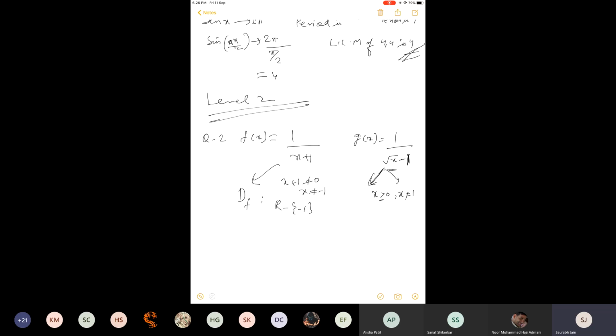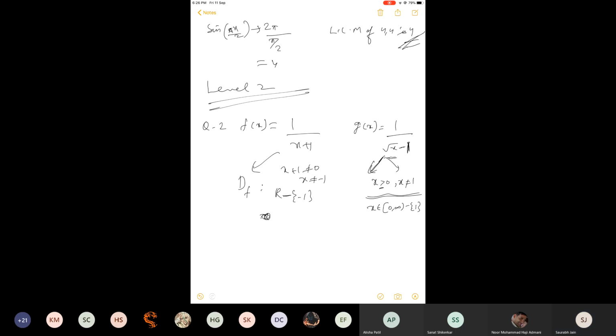So what is the domain of the first part? Domain of the first part is R minus {minus 1}. And what is the domain of this part? How can I write this? I can write it like this: 0 to infinity except 1. But actually I want those values of x which are common to both. So I think you should get the answer now. We want those values of x which are present in f(x) as well as g(x). That is called common domain.